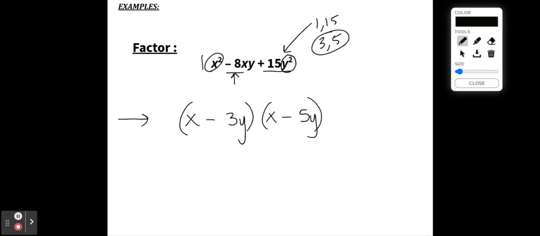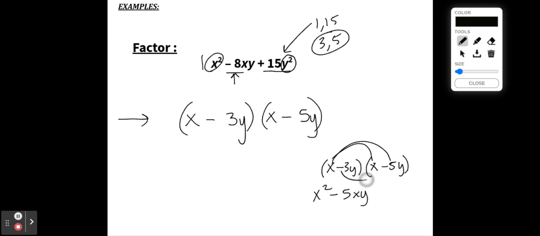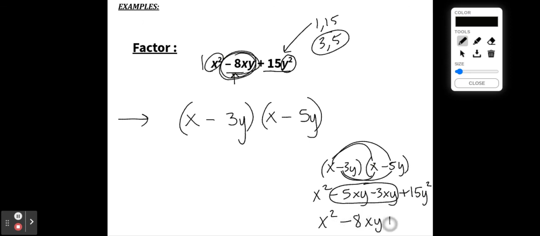I can always check it with FOIL just to be sure. So if I FOIL this, x minus 3y, just down here at the bottom just to check my work. Remember, this is just the checking. X times x gives us the x squared. X times negative 5y would be negative 5xy. And then negative 3xy. And then negative 3y times negative 5y would give us a positive 15. Y times y is y squared. Now notice the middle two terms. They're xy, which is exactly what the middle term is right here. So we've got x squared minus 8xy plus 15y squared, which is the exact polynomial that we started with. So that means that my two factors that I came up with right here are correct, and I checked it with FOIL.